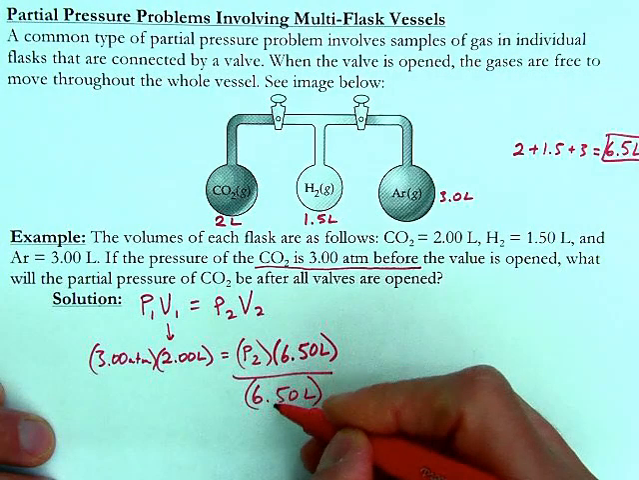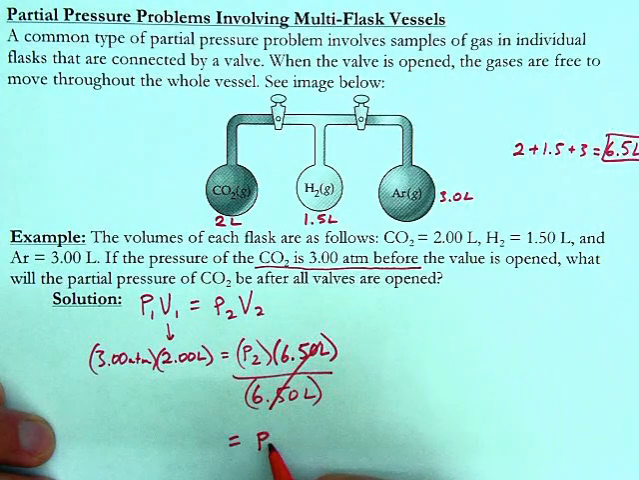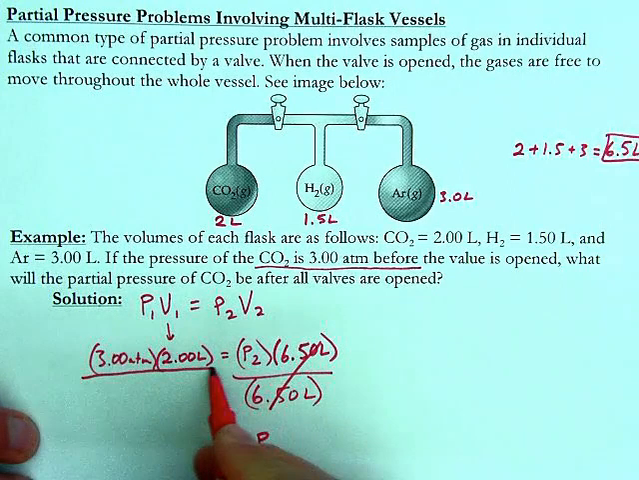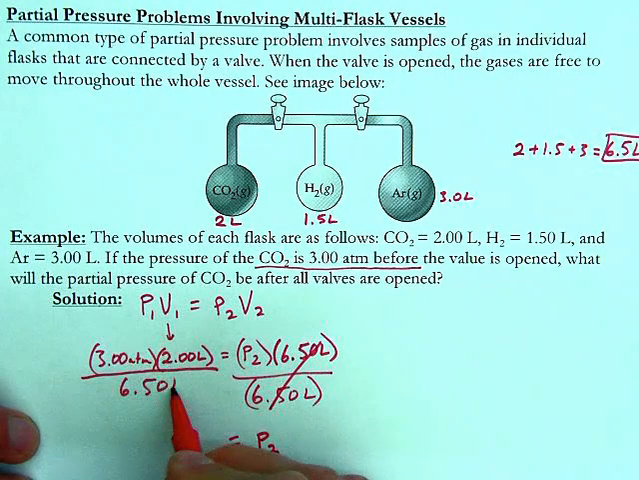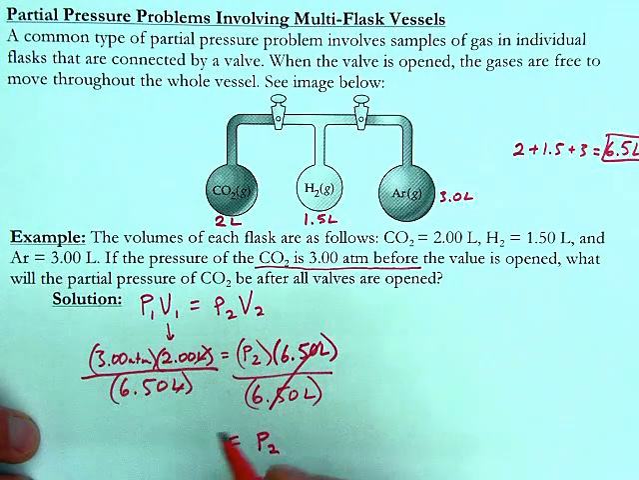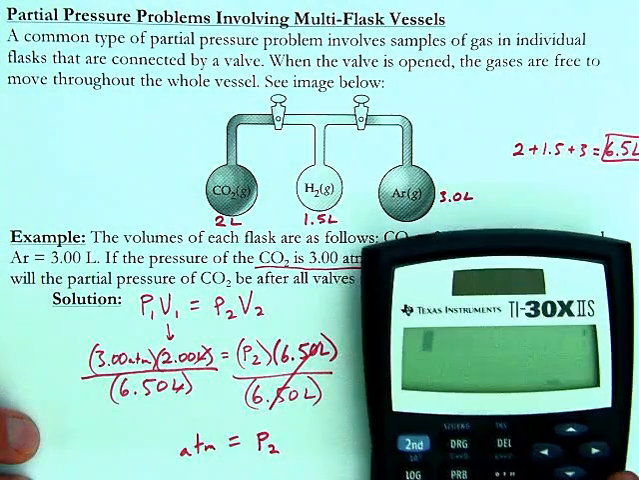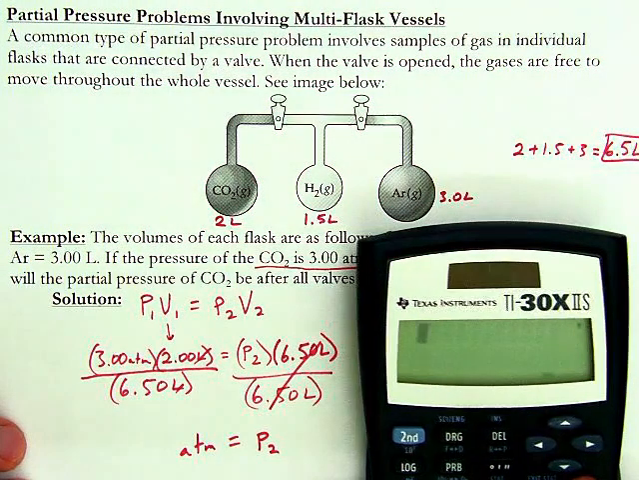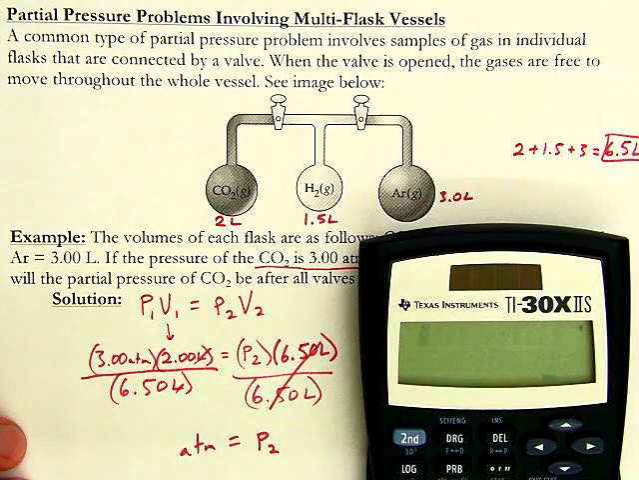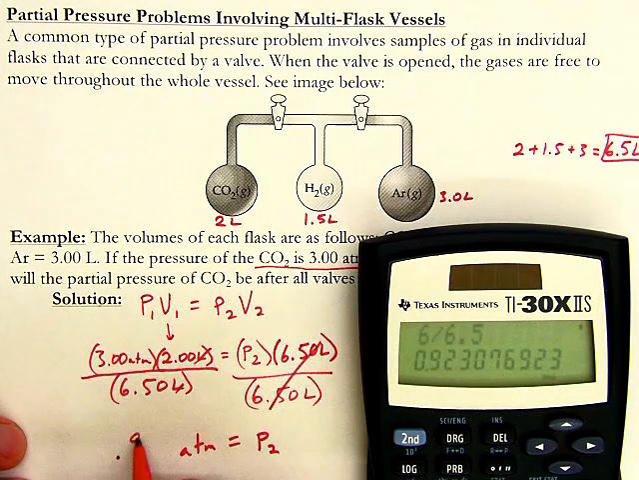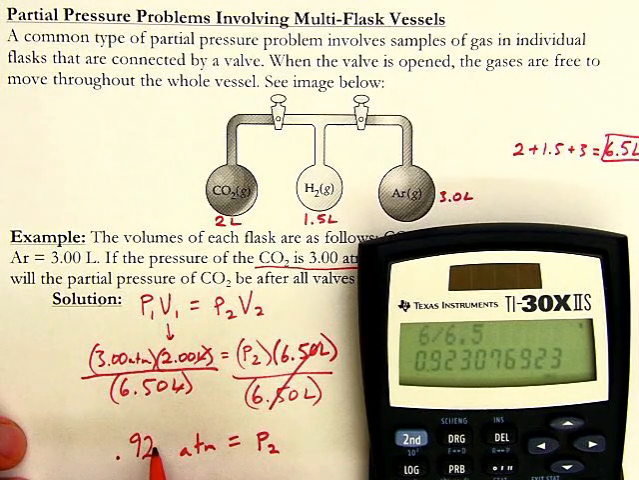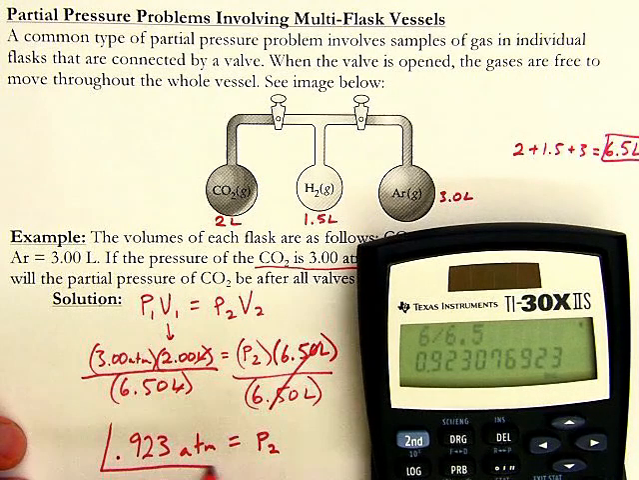Sorry about the bell. That'll cancel. That'll leave you with P2. Whatever we do to one side, we do to the other. 6.5 liters. Liters will cancel, and you're left with your answer in atmospheres, which will be the partial pressure of the CO2 once all the valves are open. So 3 times 2 is 6 divided by 6.5 gives you 0.923 atmospheres.